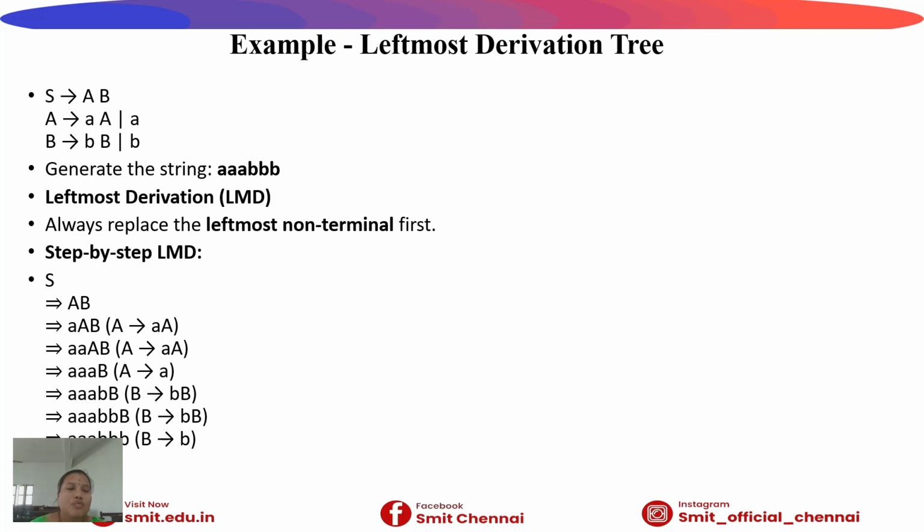So aaa is here, and then capital B is substituted by b B. In the next step aaa is here, with one b, and then B again becomes b B. The last step is aaab B, and B is substituted by small b. So the final string aaabbb is obtained.